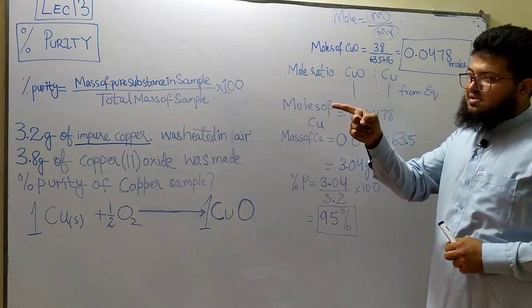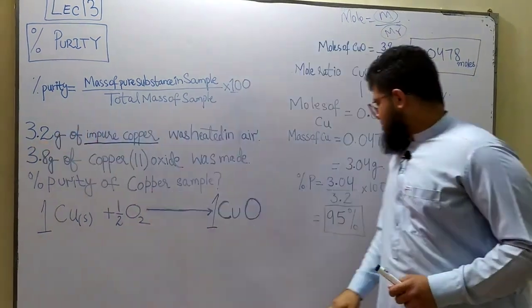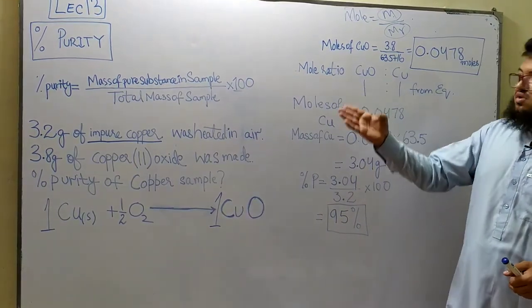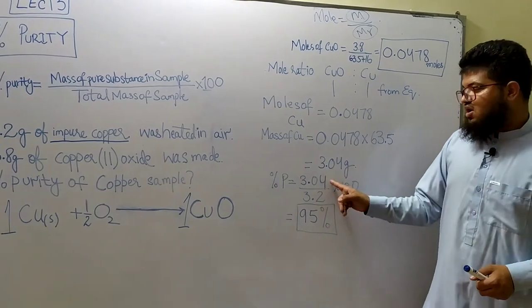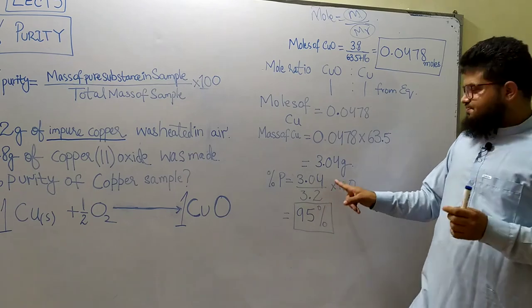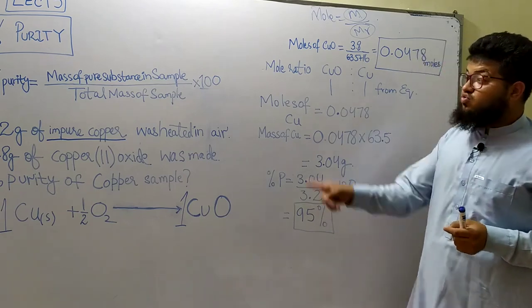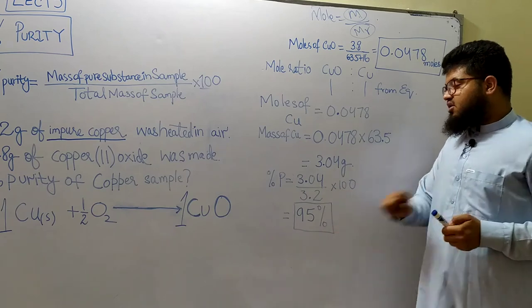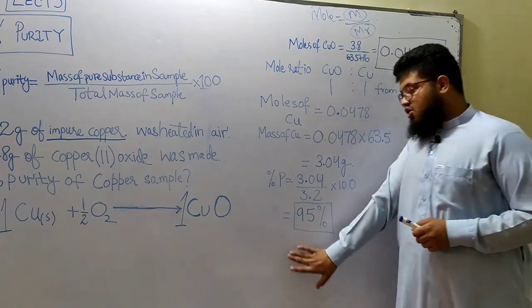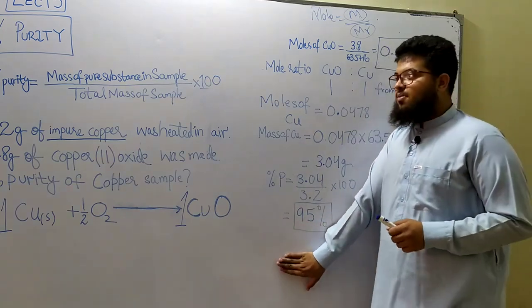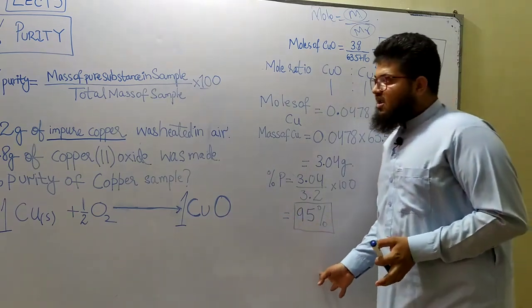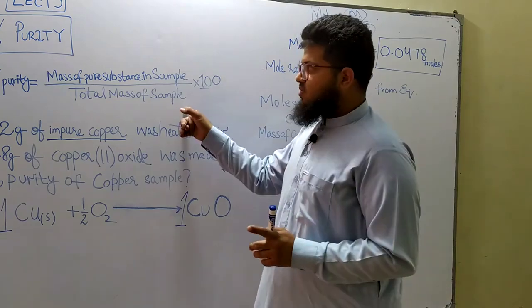We've got the mass of the sample. The impure sample is 3.2 grams. Now the 3.04 grams is the mass of the pure copper. You just use this formula to get the percentage purity. Okay, 3.04 divided by 3.2, and multiplied by 100, and you've got your answer. This sample, the impure copper sample, is 95% pure. This means it has 95% copper inside of it, okay, and the rest of it must be some impurities. Apart from that, you could also use moles in this formula, okay.